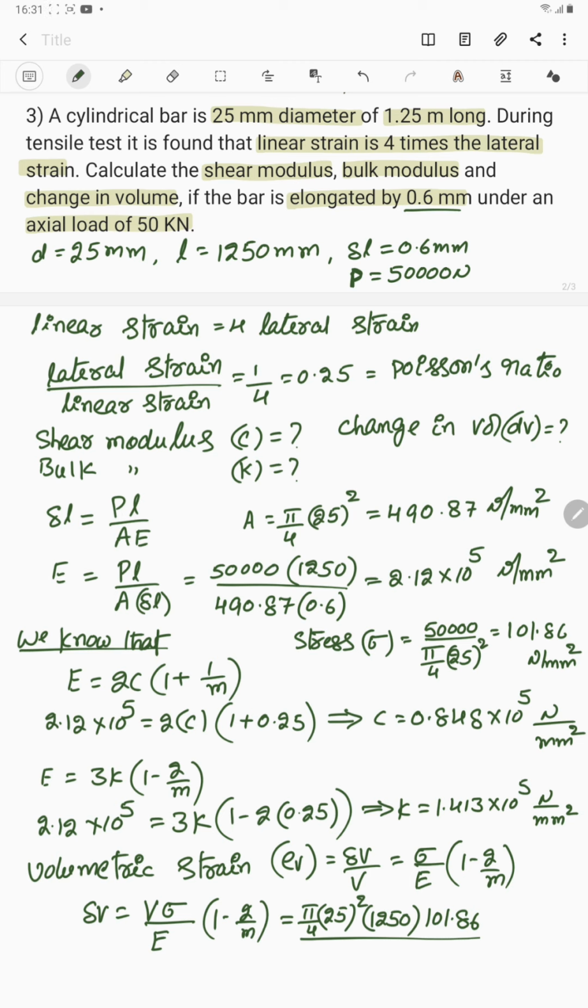divided by Young's modulus. Young's modulus is 2.12 into 10 power 5 into 1 minus 2 into 1 by m. 1 by m is 0.25, so 1 minus 2 into 0.25. Simplify this value for getting the change in volume around 147.4 millimeter cube.